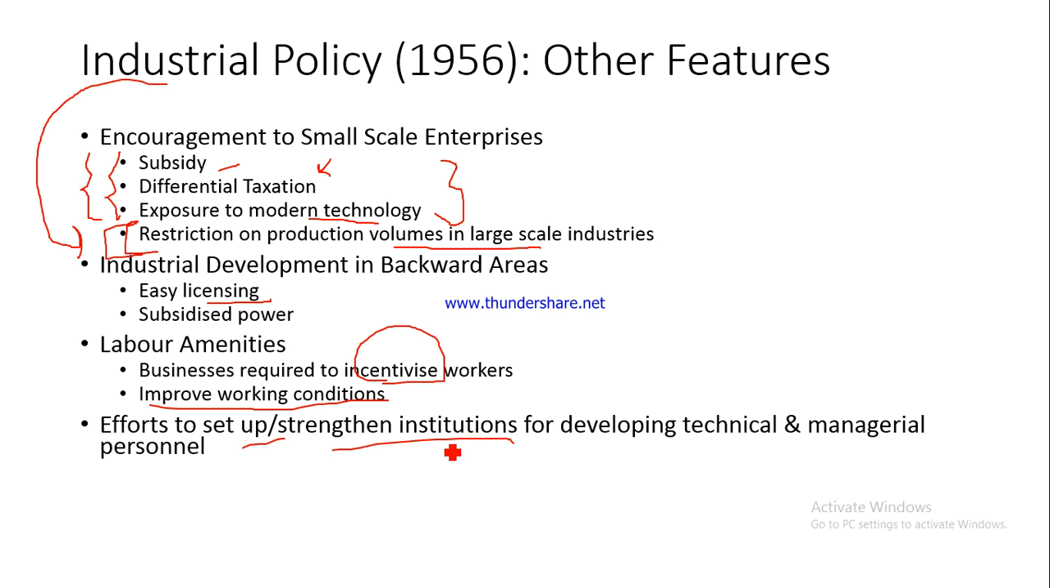With this, I think we have completed our discussion on industrial policy 1956. In the next session that we'll have, we would move on to industrial policy 1991. We would be skipping the industrial policy 1977 and 1980. I hope you remember the reason.